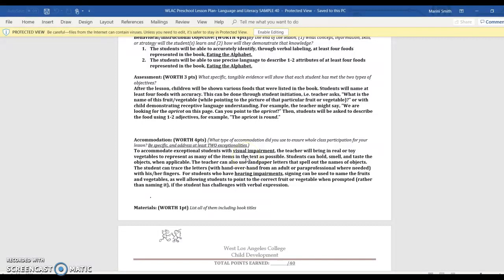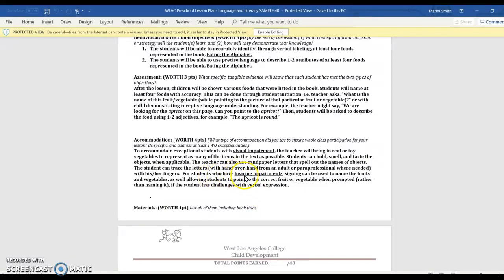So we've learned about a lot of different exceptionalities in class. So what I'd like you to do is to pick 2 different exceptionalities and just give me some ideas on how you might address those exceptionalities for this particular lesson. So for example, if there is a child with a visual impairment, the teacher will bring in real or toy vegetables to represent as many of the items in the text as possible. Students can hold, smell, taste the objects when applicable. The teacher can use sandpaper letters that spell out the names of objects, etc.